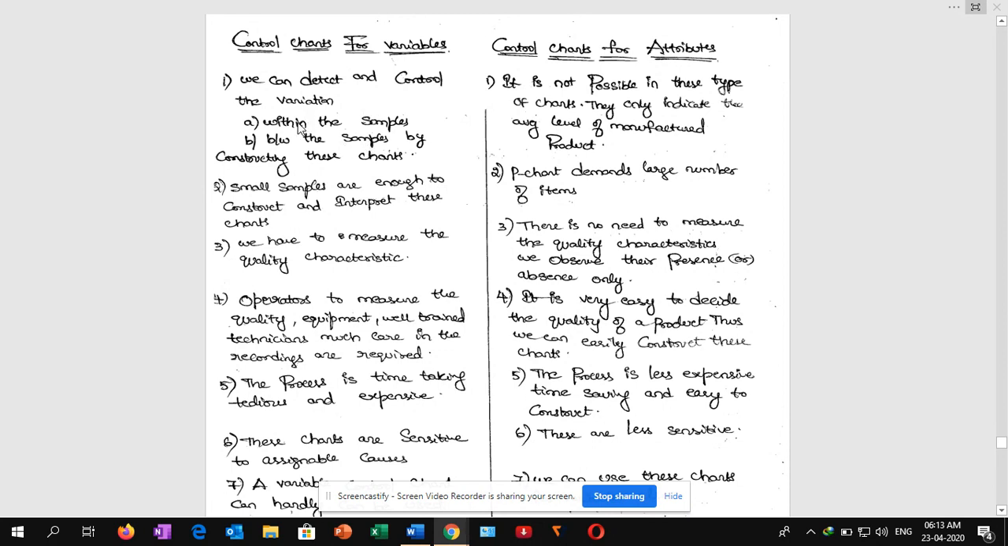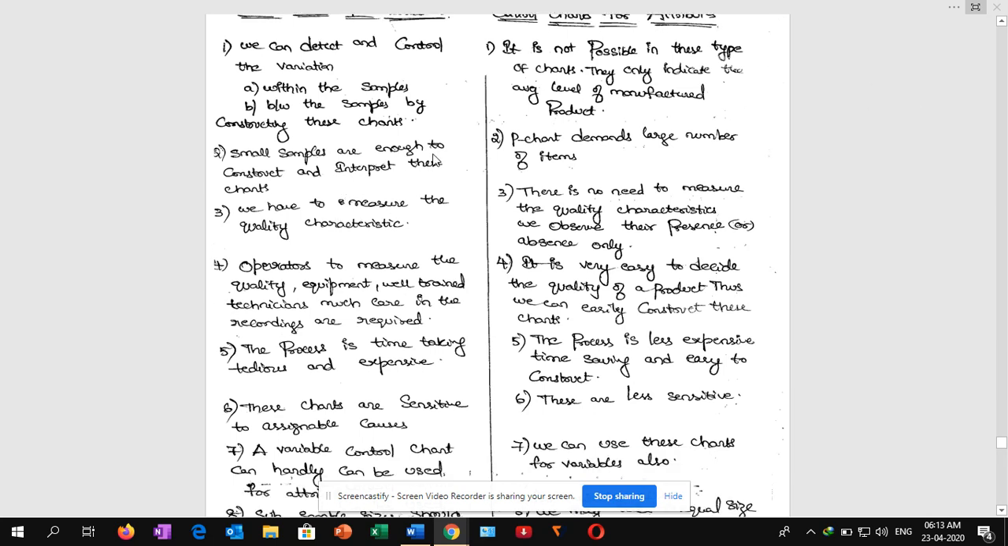Within the samples, we can control the variations, and between the samples too, with the help of the chart we construct. Here it is not possible in control charts for attributes. They only indicate the average level of a manufactured product. The other point is that small samples are enough to construct and interpret this chart, whereas the P chart demands a large number of items in attributes.